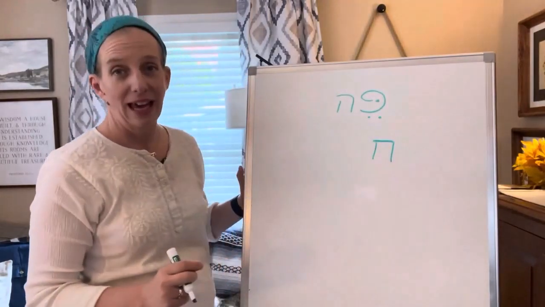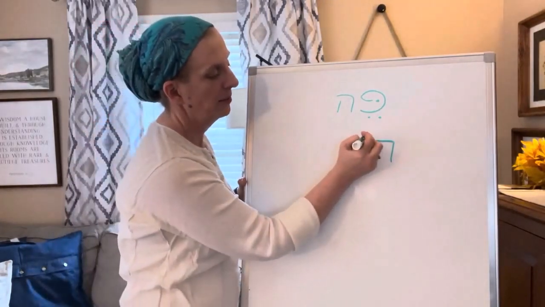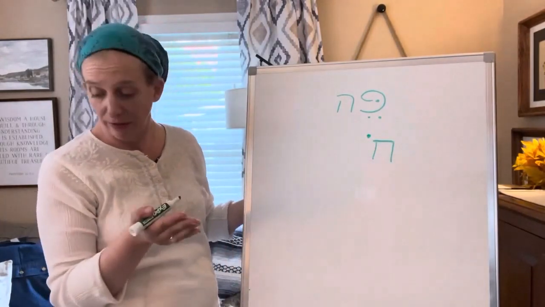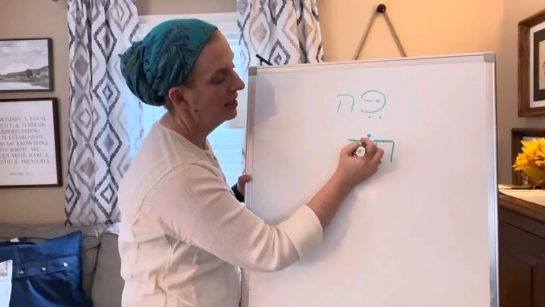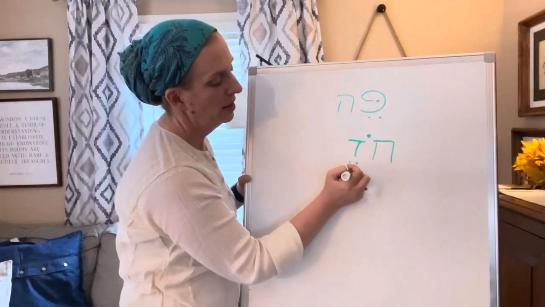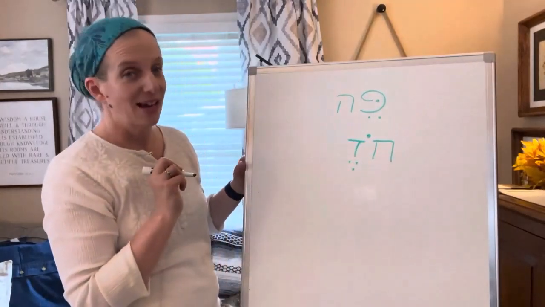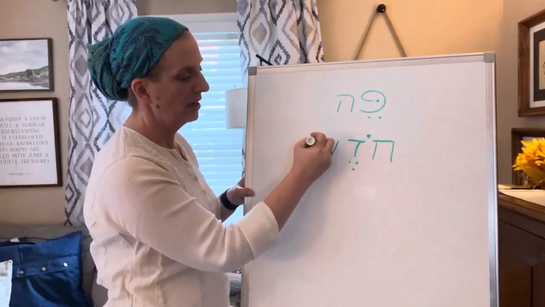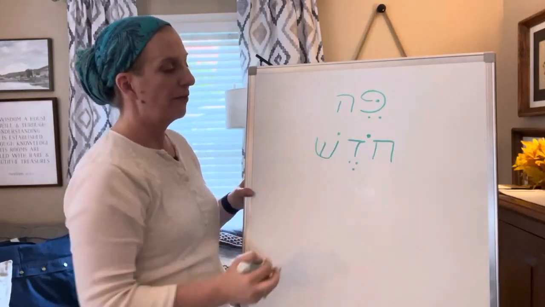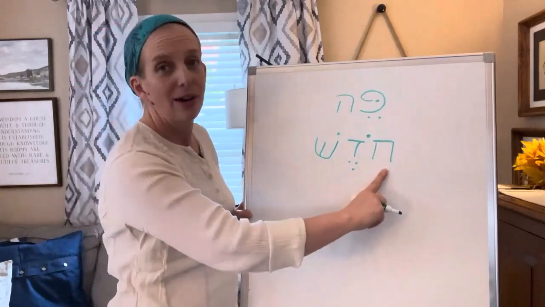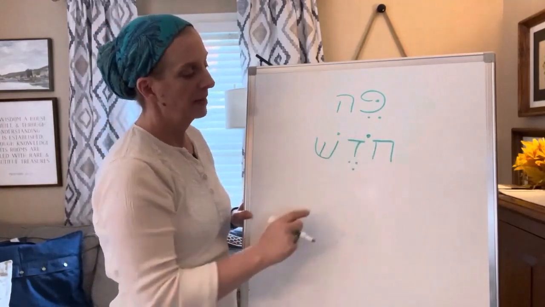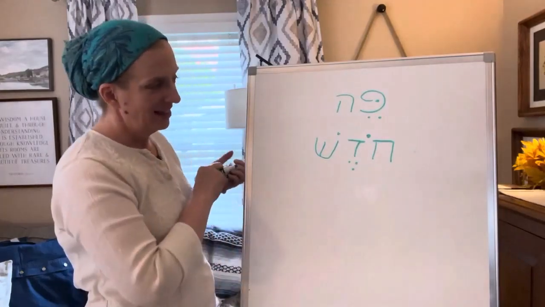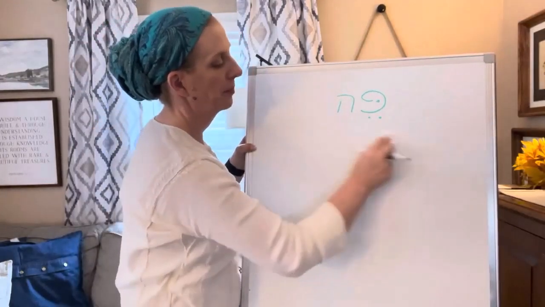Okay, let me do the word for month. We're going to start with a chet, and then we're going to put a dot, but no vav. You could put a vav and it would still be fine. Then we're going to put a dalet with that segol with sound under, as in pet, and then we're going to put a sheen. And this is the word for month. So we've got an open syllable, ho, and then a closed syllable, desh, chodesh.